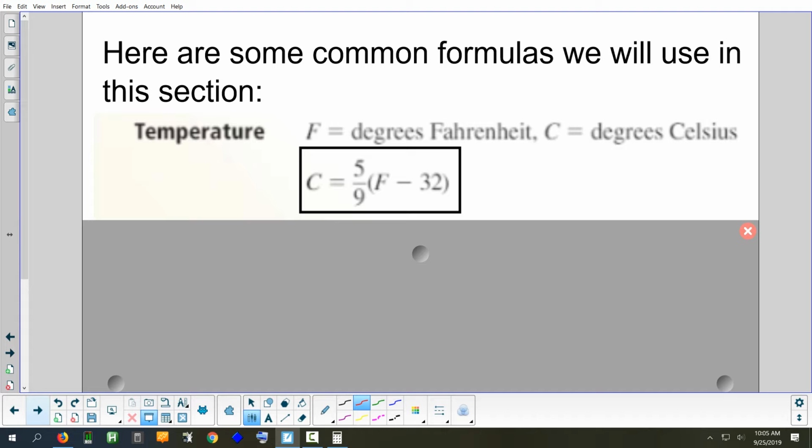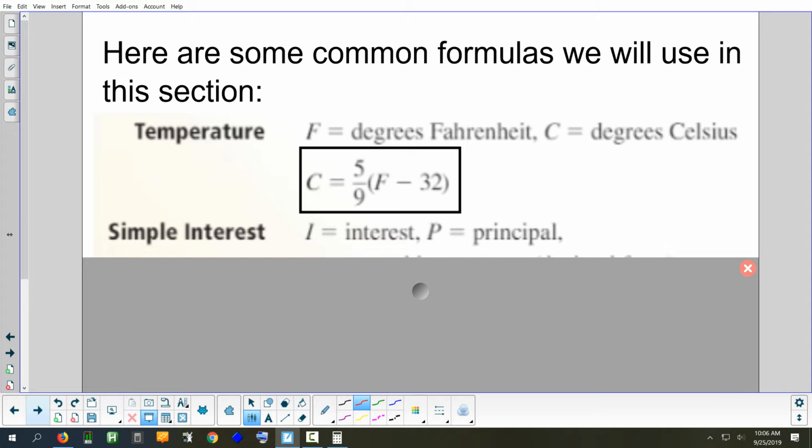All right, so 1, 2, 3. Temperature, we're gonna maybe try both ways. We'll try a temperature in Fahrenheit, we'll change it to Celsius, and then we'll change it the other way.